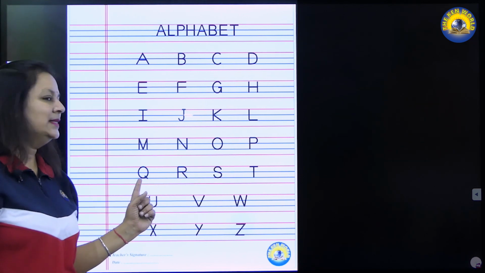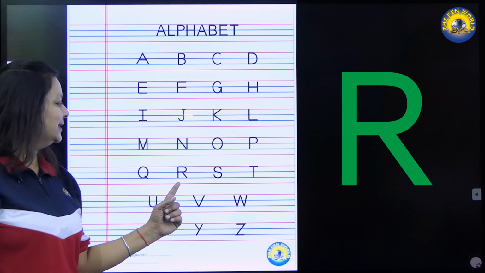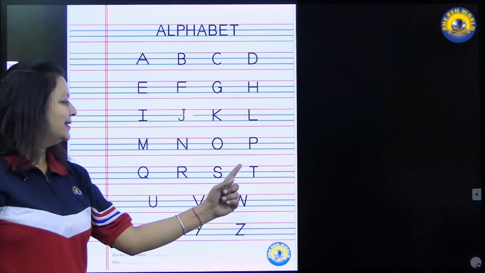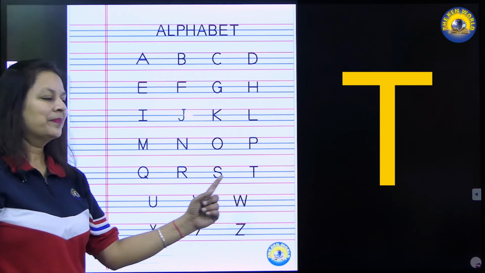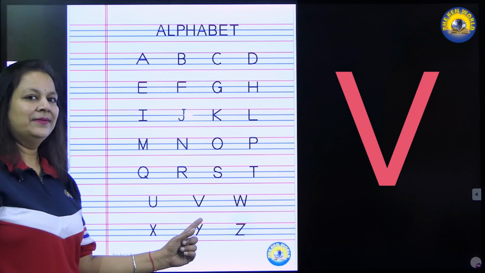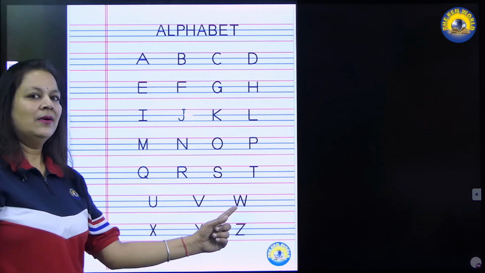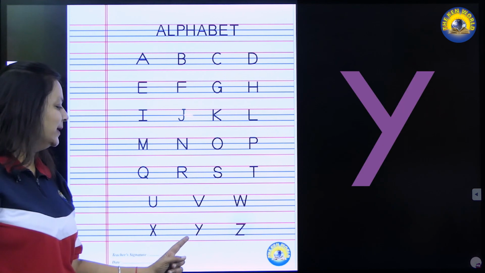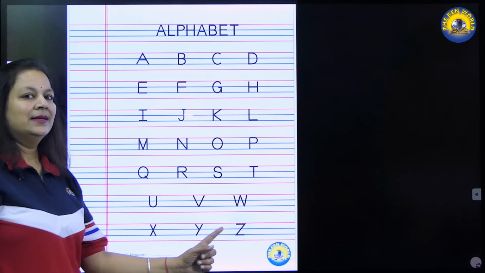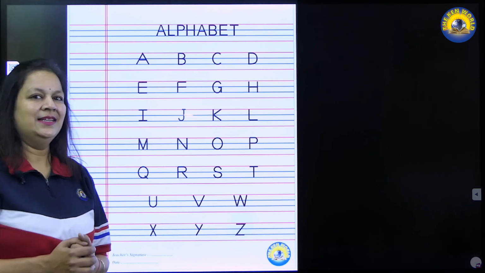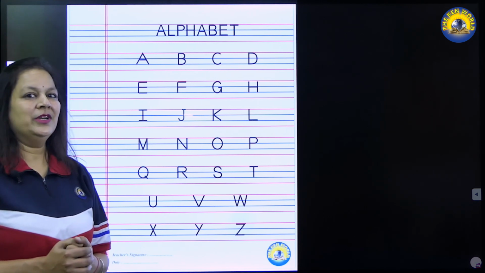Q says Qu. R says R. S says S. T says T. U says U. V says V. W says W. X says X. Y says Y. Z says Z. Awesome! You did it! I'm so proud of you, kiddos.